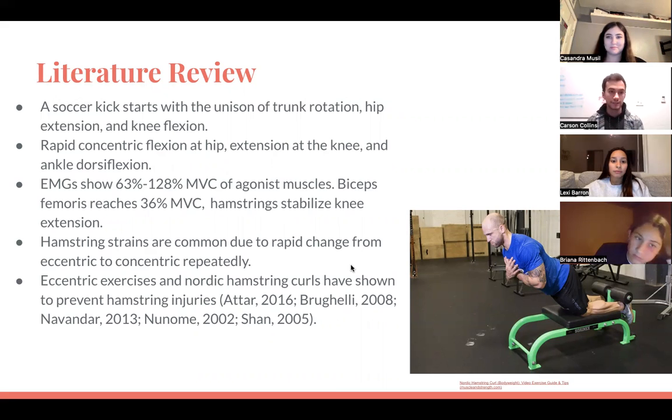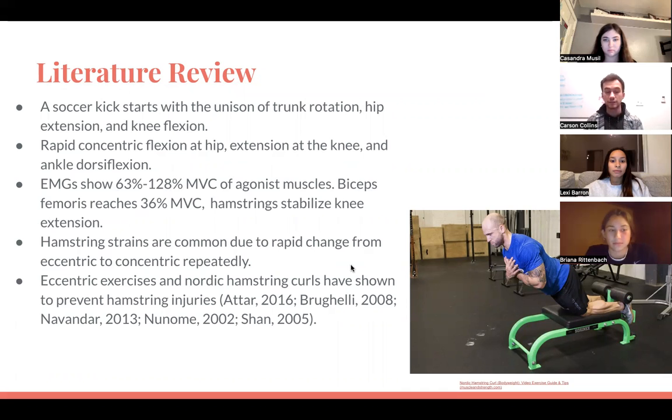EMGs show us that there's a 63 to 128% of maximal voluntary contraction of the agonist muscles. So that's our quads. But what's really fascinating is that our biceps femoris and our hamstrings reach around 36. That confirms that the hamstrings not only stabilize knee extension, but also slow down the knee. And because we're doing it so quickly in a soccer kick, repeatedly throughout a soccer game, that could lead to hamstring strains.